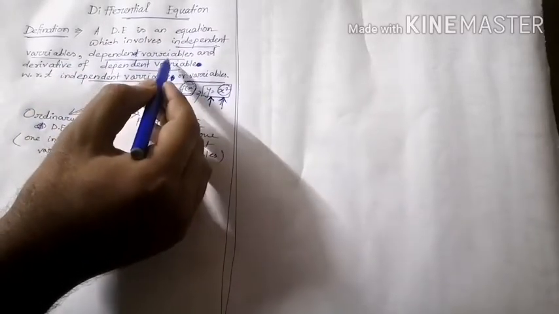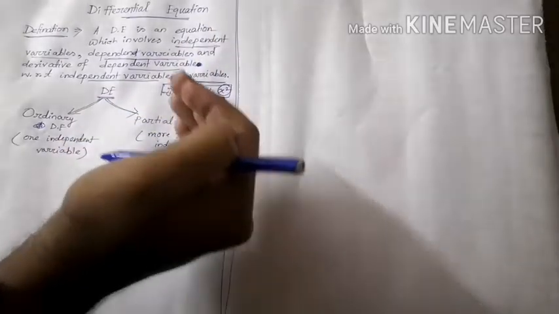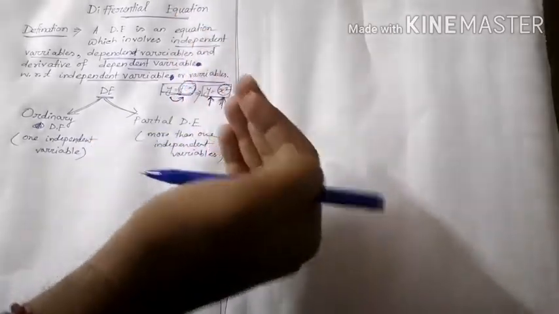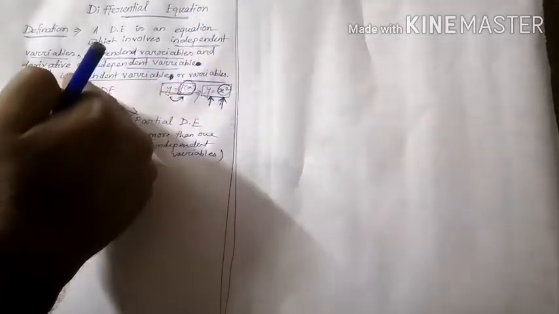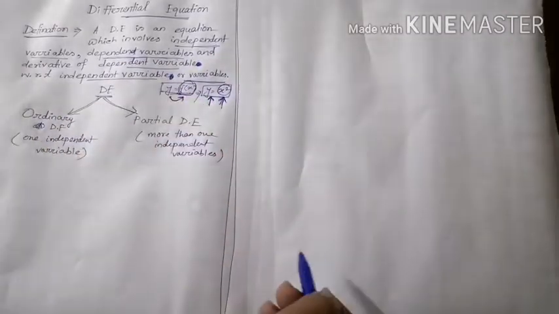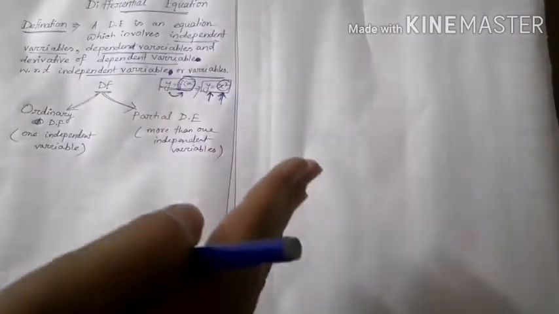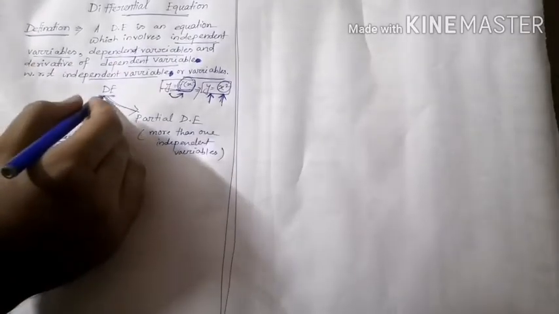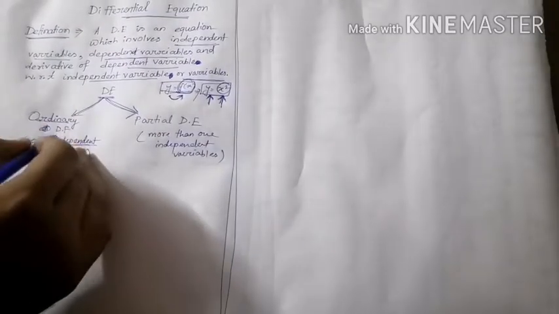Dependent variable is what? It depends on the independent variable. Independent variable is what? By changing the value of the independent variable, we can change the value of the dependent variable. These are the two things, independent variables and dependent variable. And by the number of independent variables in the derivatives, the differential equation can be divided into two types: one is ordinary differential equation and another one is partial differential equation.